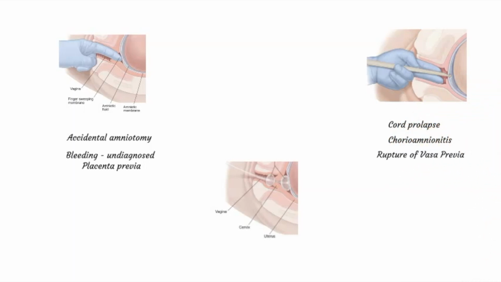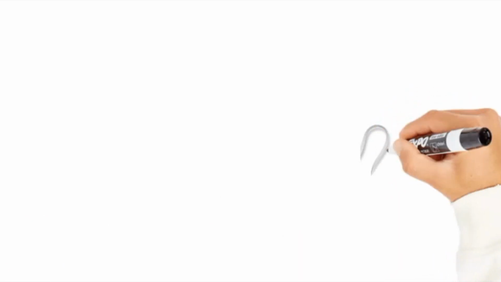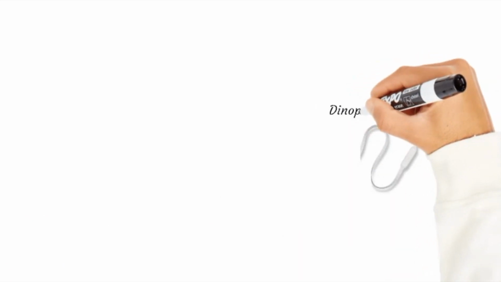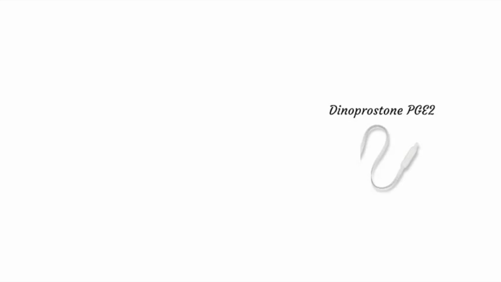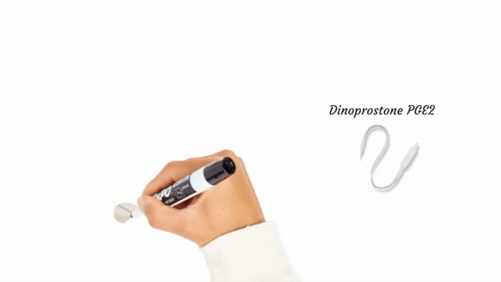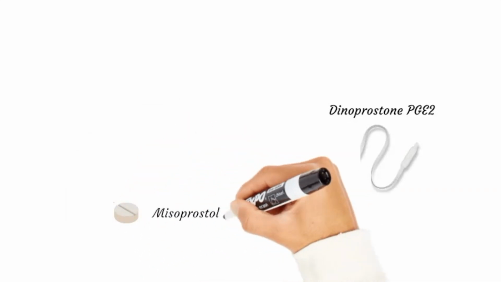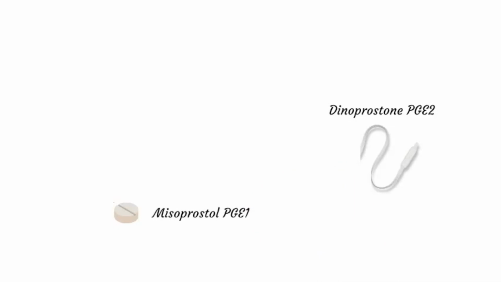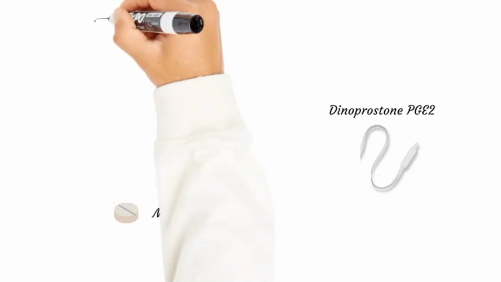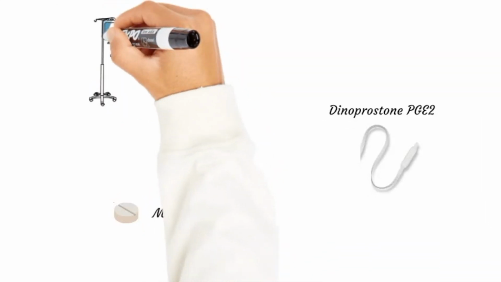The medications we use for cervical dilation include dinoprostone, which is prostaglandin E2. It is inserted in the vagina in the posterior fornix. The other one is misoprostol, which is prostaglandin E1. It is contraindicated in a history of a previous cesarean section. We can also use an infusion called oxytocin to stimulate uterine contractions.